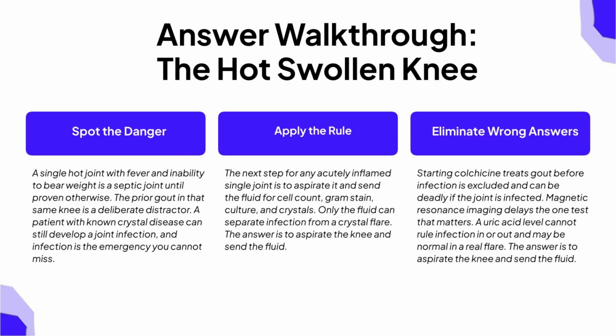Starting colchicine treats gout before excluding infection, and that delay lets a septic joint destroy cartilage. Ordering MRI just delays the one test that changes management. And checking a uric acid level does not help, because it can be normal during a true flare and never rules out infection. See how the single hot joint reflex carried you straight to the safe answer.